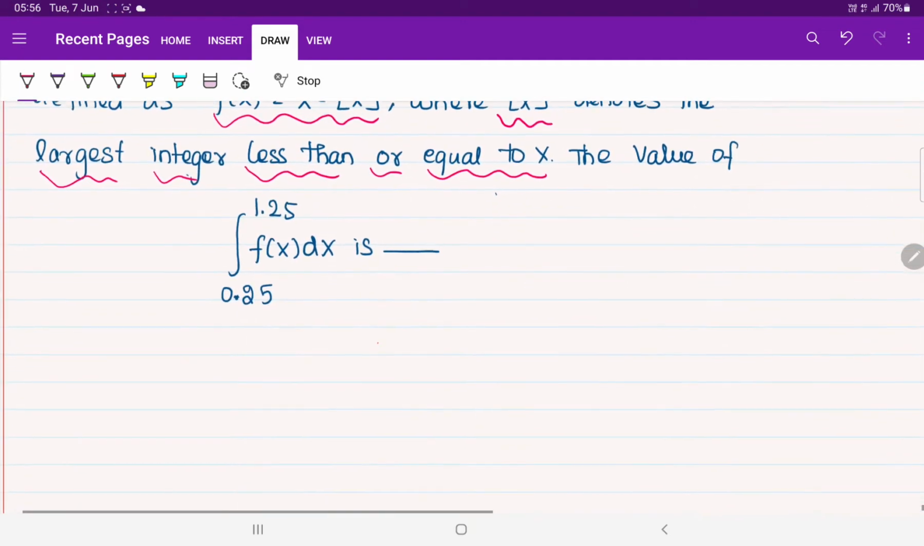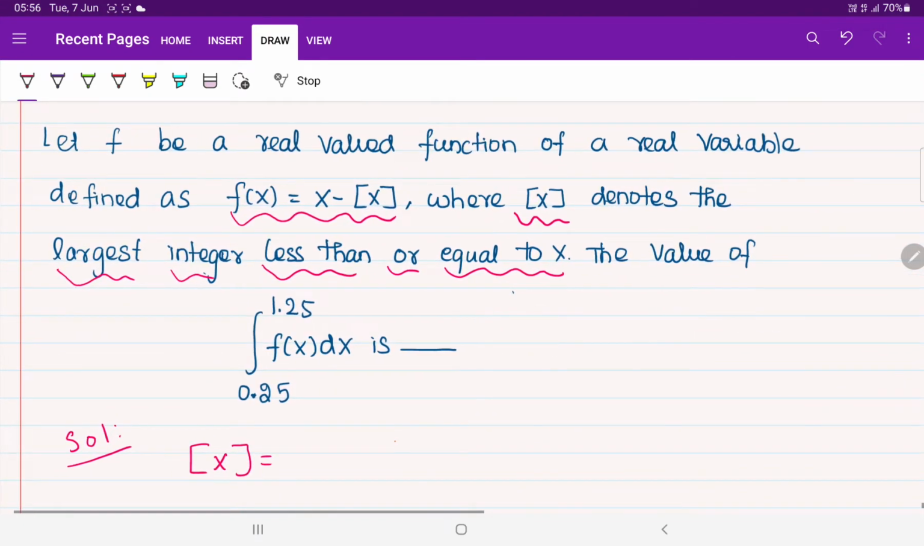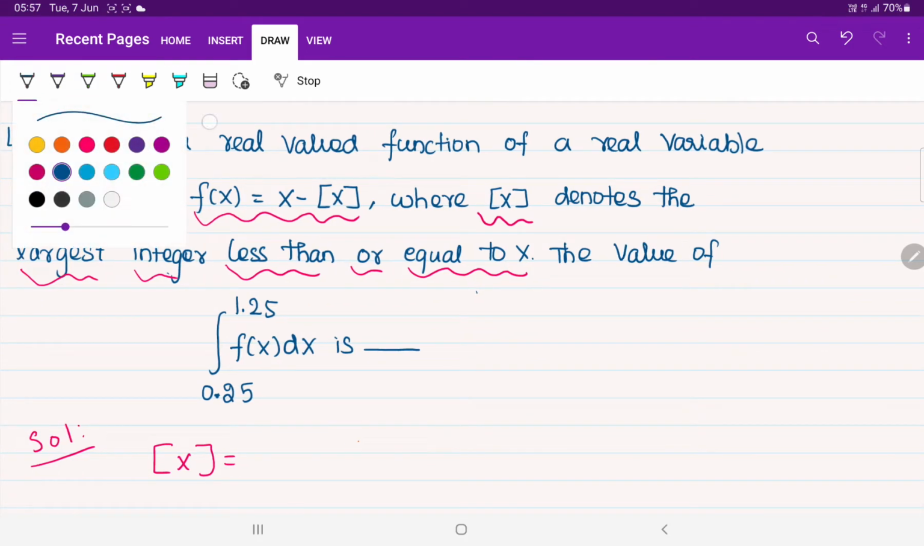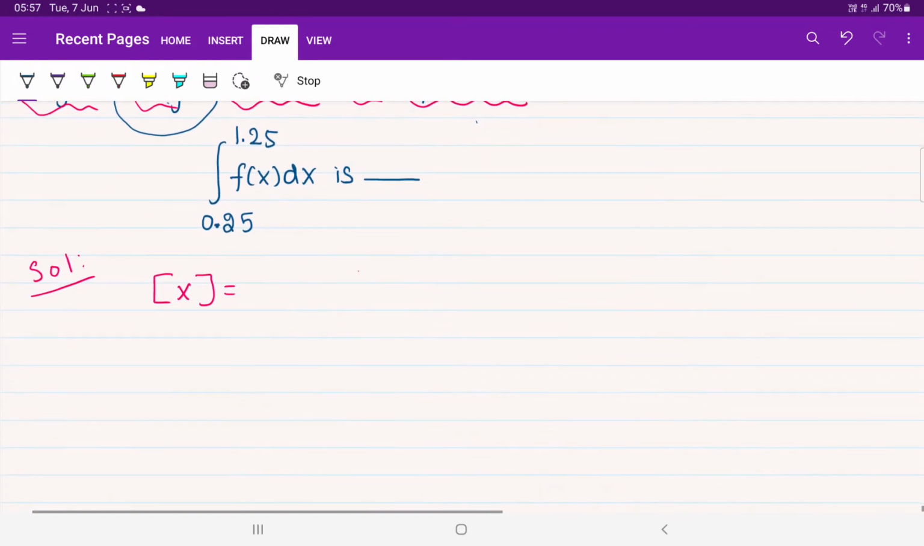Now, before looking into this integration part, first we should understand the actual meaning of this closed interval. The definition of the closed interval is given. This is standard, you can follow it up. See there, this closed interval of x denotes the largest integer value, but it should be less than or equal to x. Sir, what is the actual meaning of this?